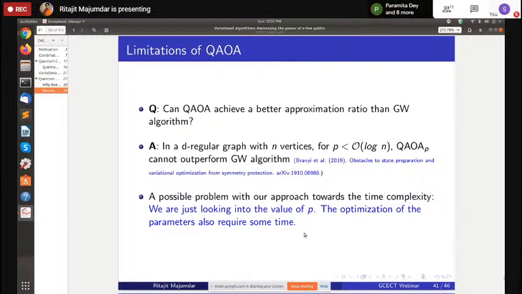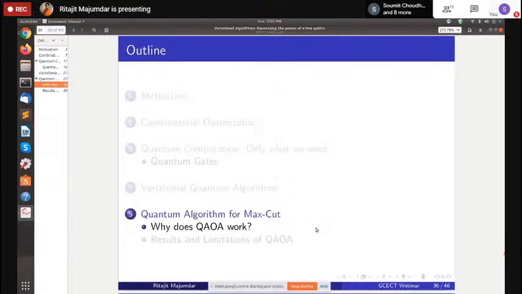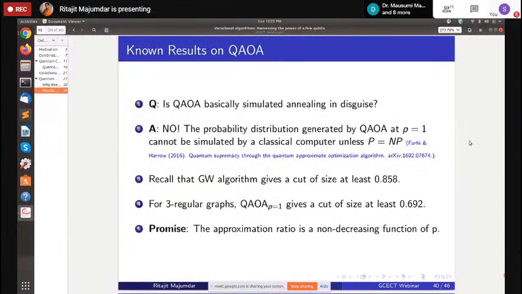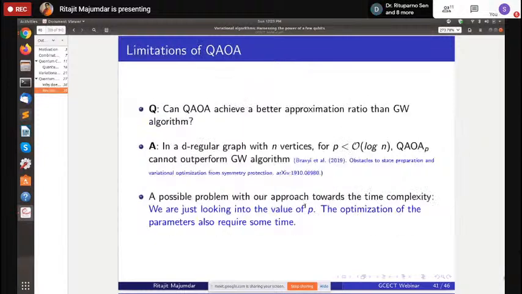And there is a second limitation: we are thinking only of this P, the number of times you are using these iterations. But here we have this optimization part, right? You need to optimize beta and gamma. And as P increases, the number of parameters increases. So this optimization will take up a really long time on a classical computer. So we cannot think only in terms of P, saying a single iteration or two iterations, but we also have to take into consideration that the optimization can take up a long time.